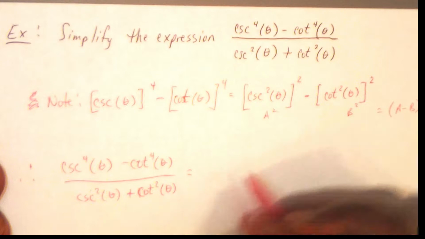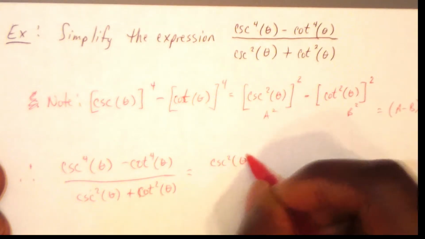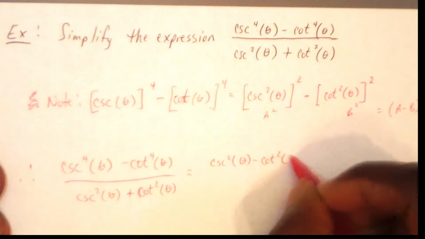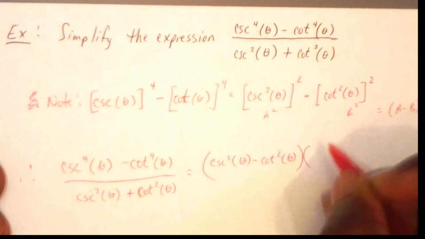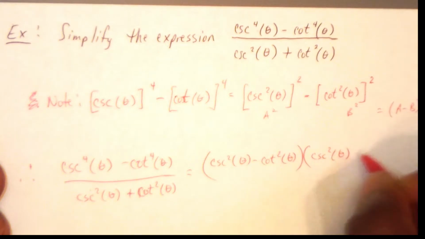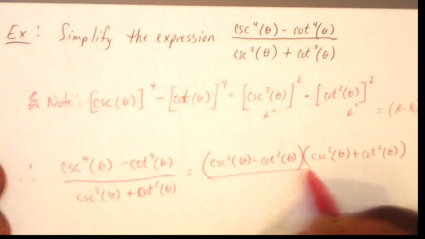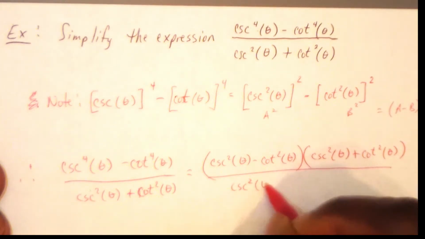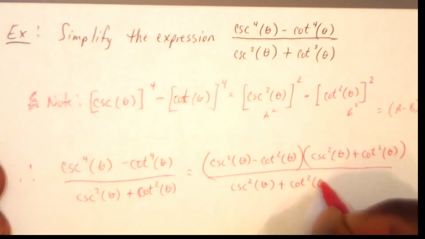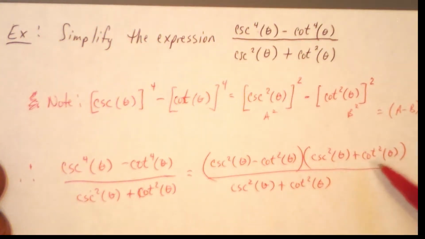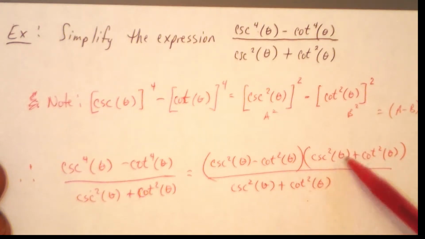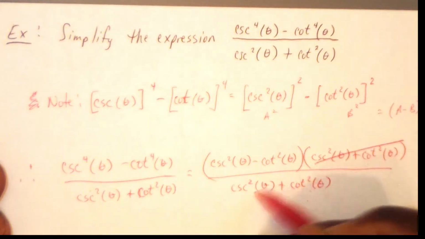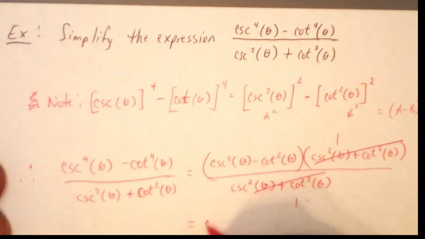So here we just rewrite this as cosecant squared theta minus cotangent squared theta, and all that multiplied by cosecant squared theta plus cotangent squared theta. And then we just put cosecant squared theta plus cotangent squared theta in the denominator. And if you notice, we have two common factors in the numerator and denominator, so they reduce to 1. And now we just have cosecant theta minus cotangent theta.